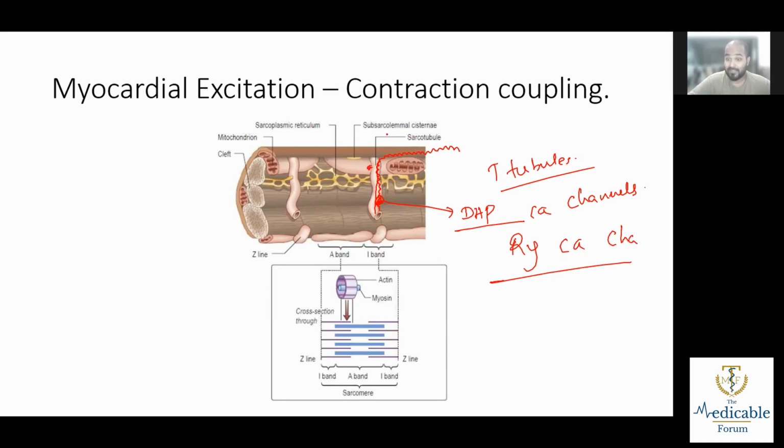So when this action potential comes, it activates the dihydropyridine calcium channel, which will bind to or stimulate the ryanodine calcium channel, and it stimulates the release of the calcium stored in the sarcoplasmic reticulum to the cytoplasm of the muscle cell, which is the myofibril. Then this calcium becomes available to the thick and thin filaments so that the contraction takes place. Let me show a brief idea.